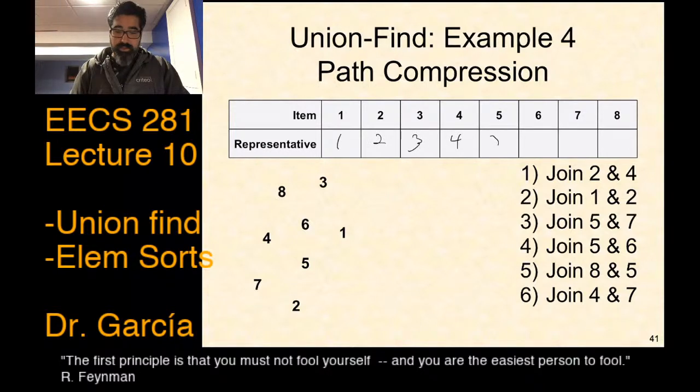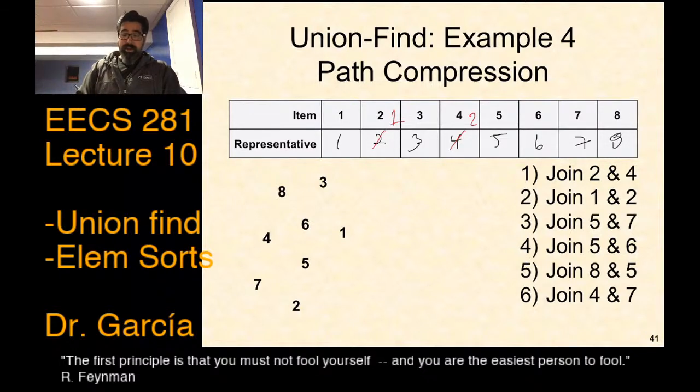We also need to start with our representatives, right? Join of 2 and 4, right? That would mean that the representative for 4 is now 2. Join of 1 and 2, that would mean that the representative for 2 is now 1.